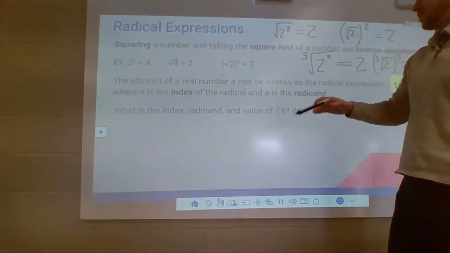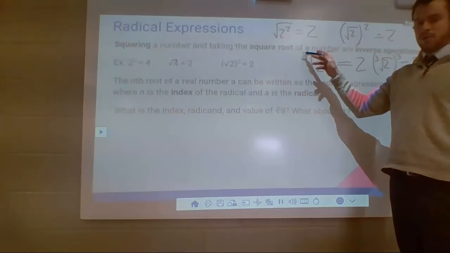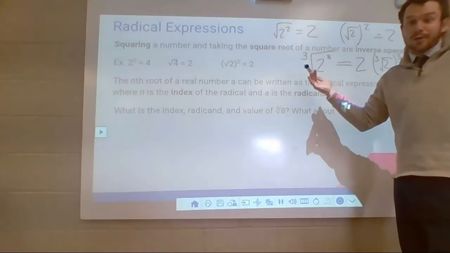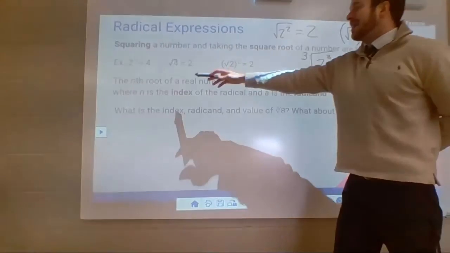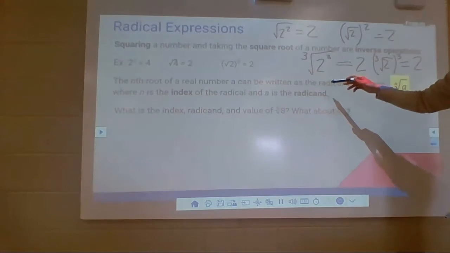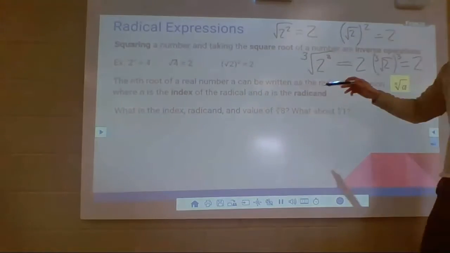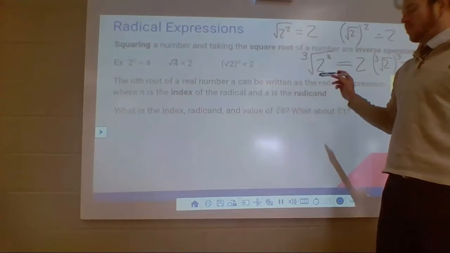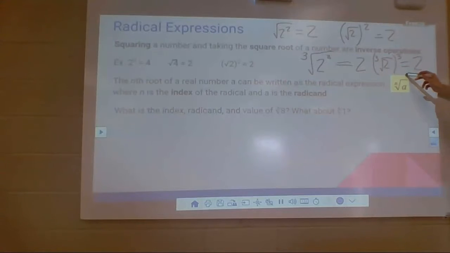So make sure you get this written down. The nth root, so that's any root, so it could be the 3rd root, or cube root, right? Or we could have 4th root, 5th root, 6th root, millionth root, whatever. The nth root of a real number, a, can be written as the radical expression where n is the index of the radical and a is what we call the radicand. So here's a little formula that you could write down: the nth root of a, where n is the index and a is the radicand.